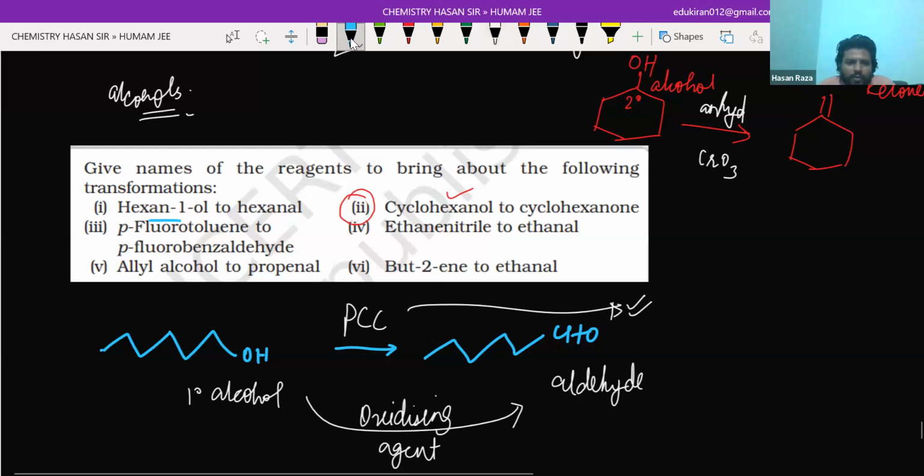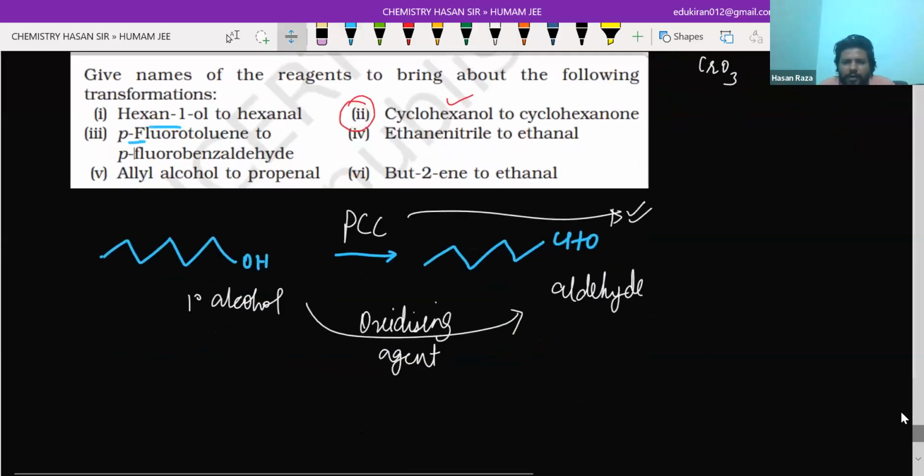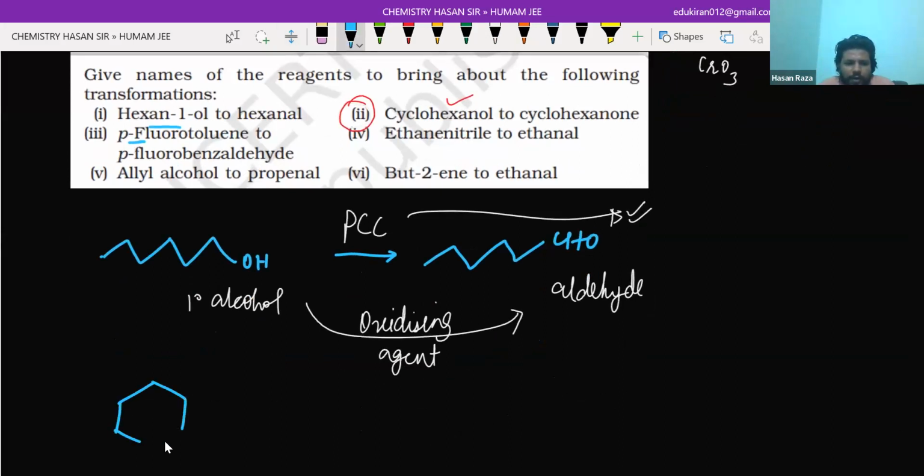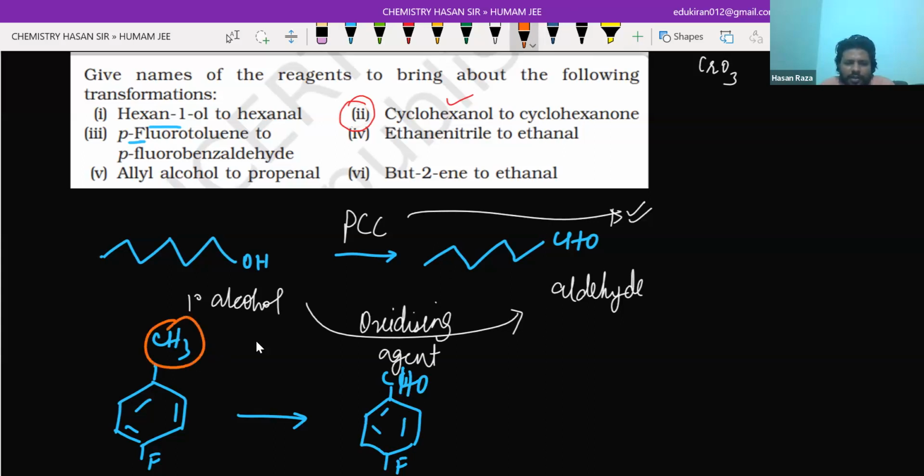Like if you are going to solve the third one, first of all, you write the reaction. Like p-fluorotoluene is there, that means para-fluoro. So fluoro, I'm going to keep it here, and now it becomes toluene, right? To para-fluorobenzaldehyde. So this is the scenario. This CH3 is converted into CHO. So now you can see this is oxidized, right? Yes or no? Yes, methyl to aldehyde, it is oxidized.